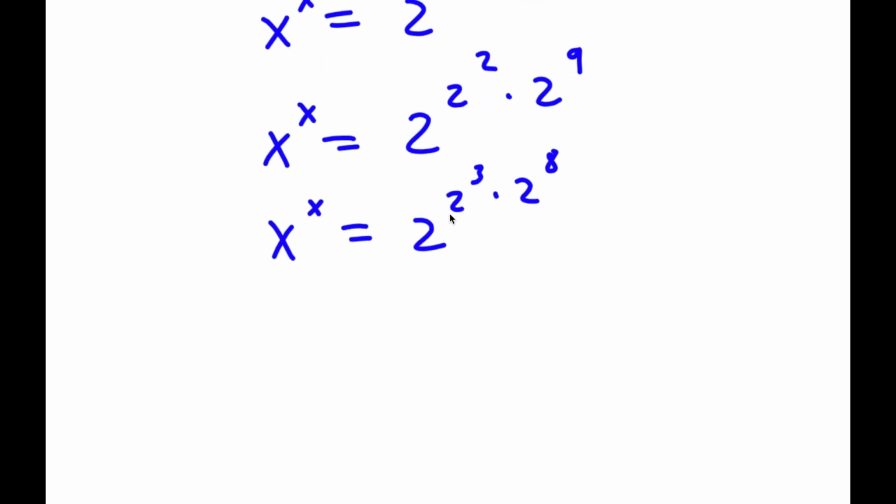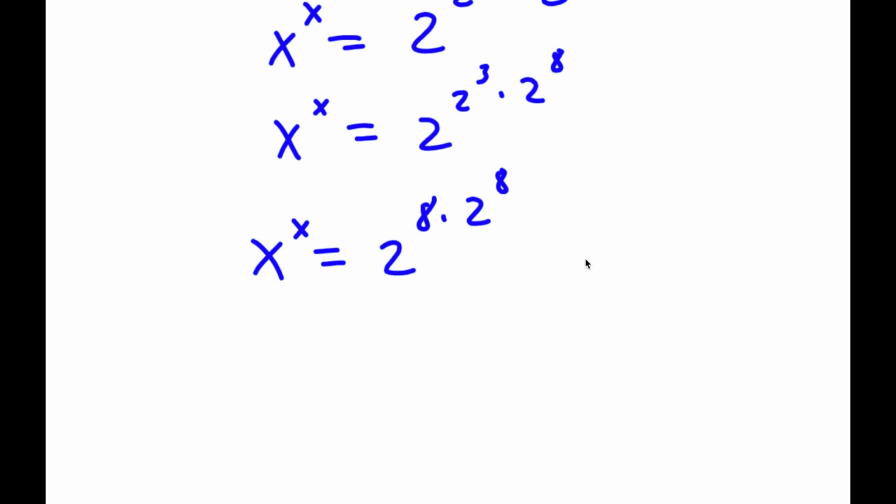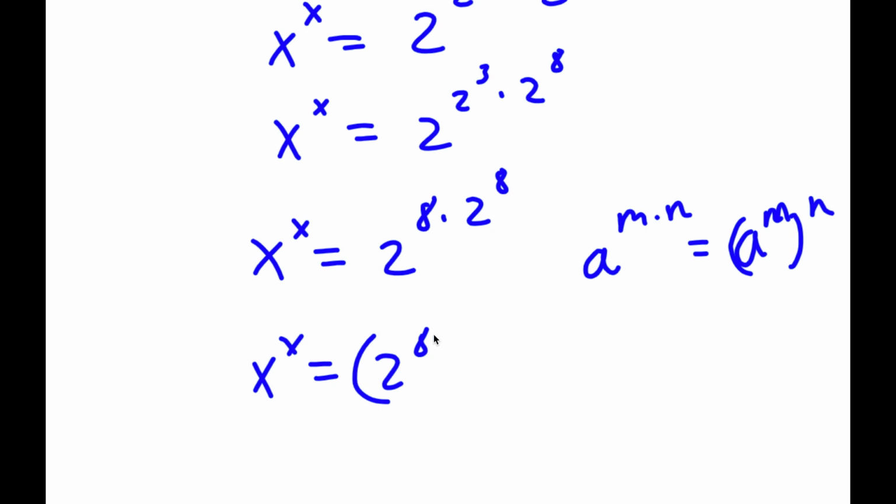And now, well, 2 to the power of 3, that's simply equal to 8. So now I have x to the power of x is equal to 2 to the power of 8 times 2 to the power of 8. And now, if I have something in the form a to the power of m times n, this is simply equal to a to the power of m to the power of n. So in this case, this can equal 2 to the power of 8 to the power of 2 to the power of 8.